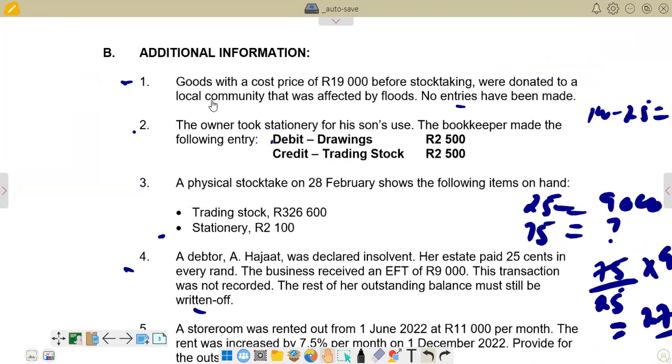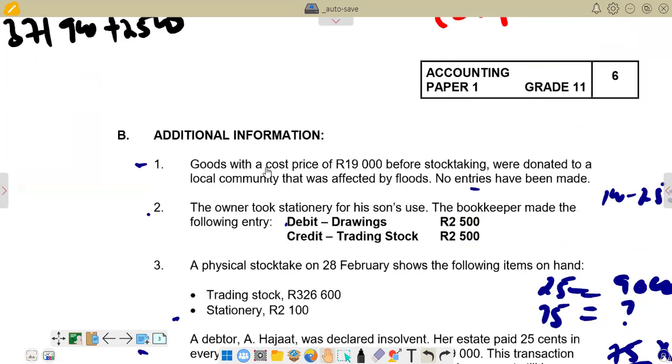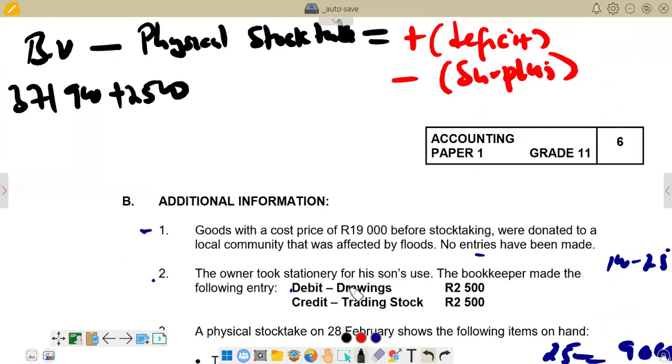But before that, again, we have on item 1, stock taken at the cost price of 90,000 was donated to a local community. So we have 90,000 also, which is not part of our closing trading stock, which was donated. You are supposed to subtract again. Remember, no entries were made on this donation. So we are supposed to subtract again, minus 90,000 there.